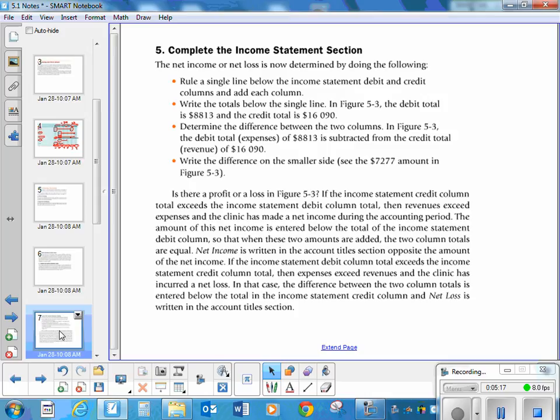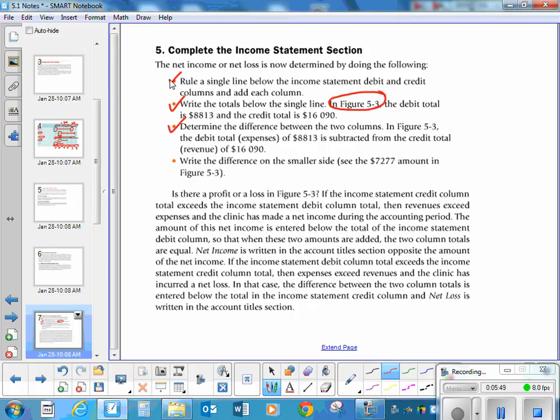Now completing the income statement section. Okay, this is the important part that I said I would talk about. You're going to rule a single line below the income statement debit and credit columns, and you're going to add each column. You're going to write the totals below the single underline, and in your textbook, if you want to follow, you can find figure 5.3. The debit total is 8,813, and the credit column total is 16,090.